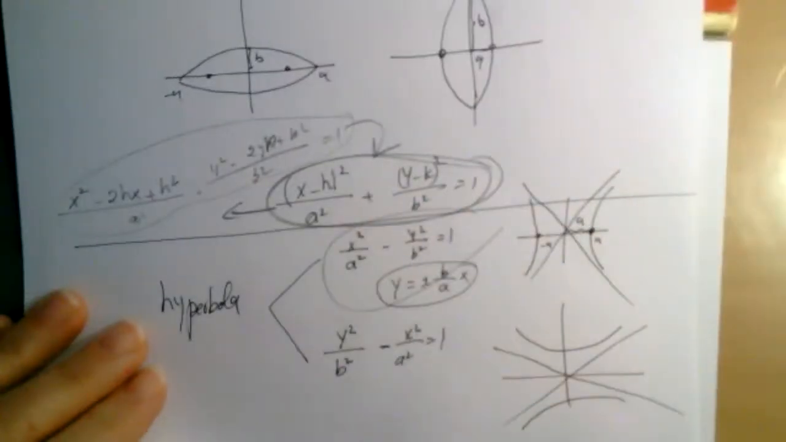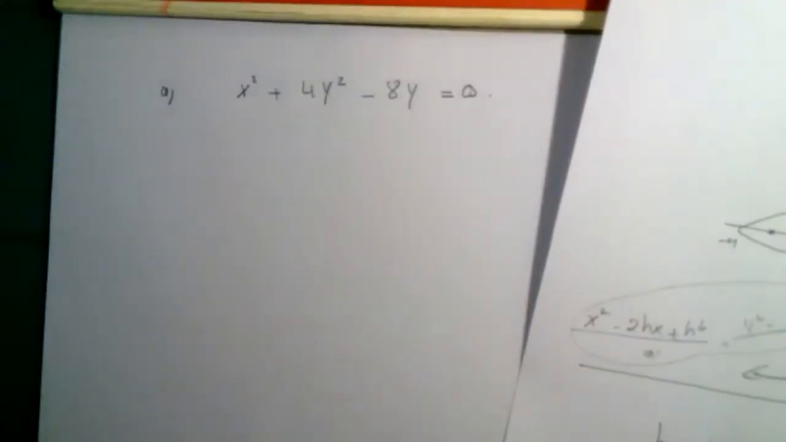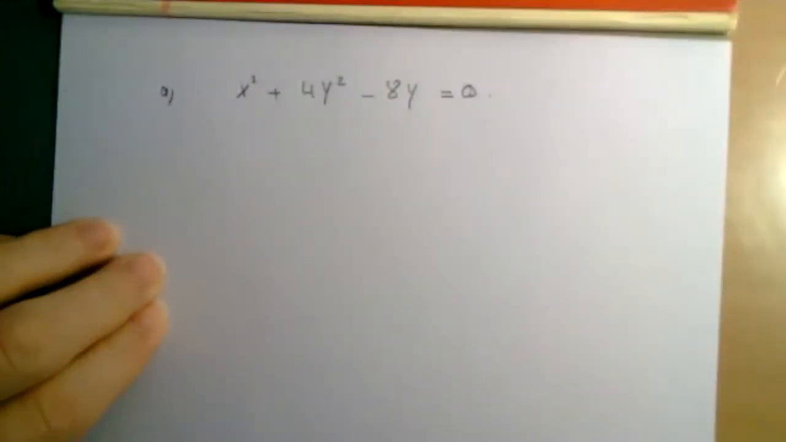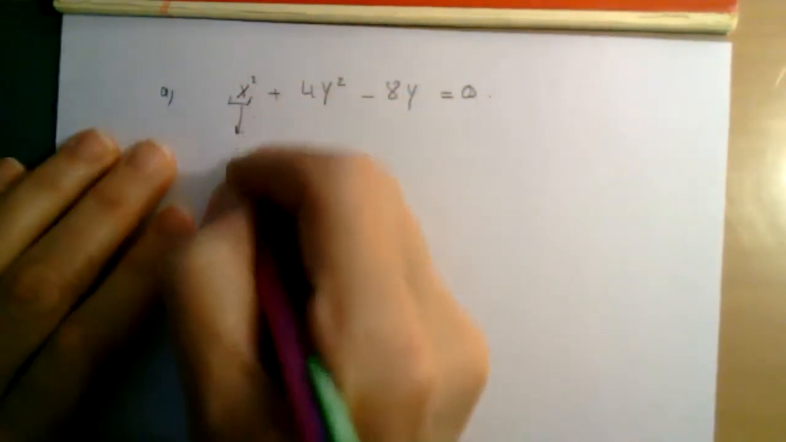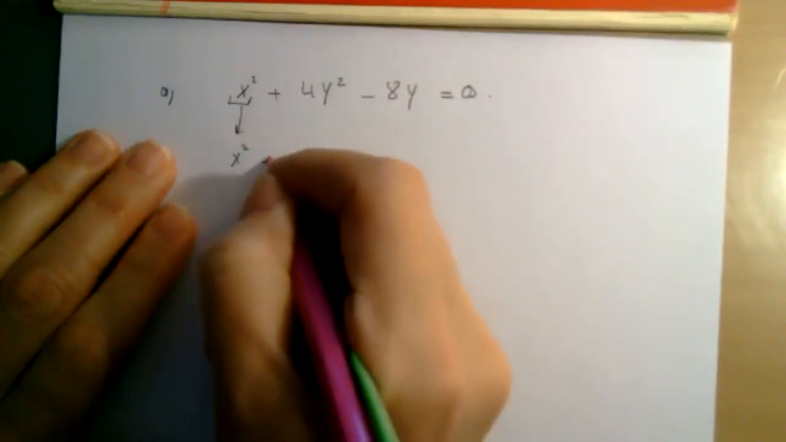So I want to go back from here all the way. And how do we go back? That's where the completing the square idea comes into the picture. So what do I mean by completing the square? x squared is going to remain the same.